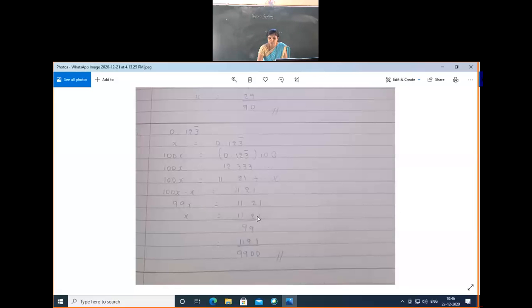After the point, 2 digits are there. So we have to multiply by 100 divided by 100. Then 1121 divided by 9900. Got the idea of this one? So you have to correct this one actually.